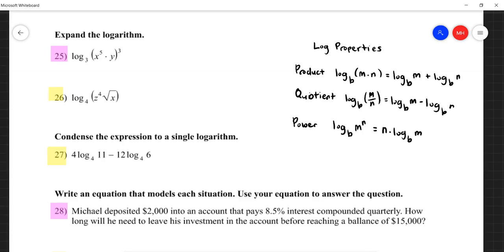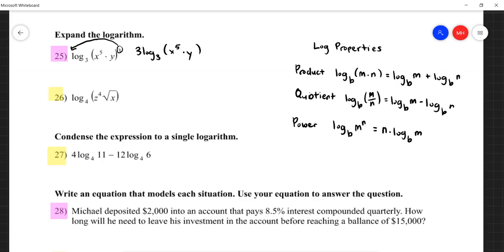So we're going to use these rules in order to solve number 25. 25 wants us to expand, so I'm going from my multiplication to addition, or I'm going from a power rule to a number in the front, so a coefficient, or I'm going from division to subtraction. So first thing I can see is I have this exponent out here. So power rule says that slides to the front. So 3 times log base 3 of x to the 5th times y.